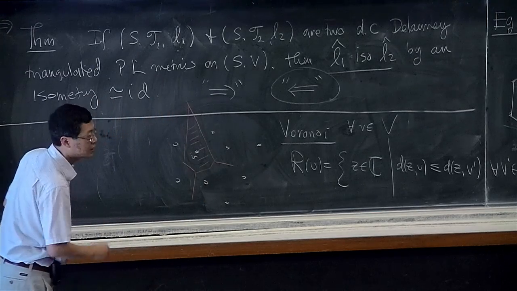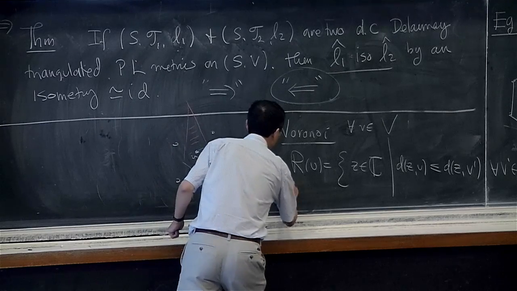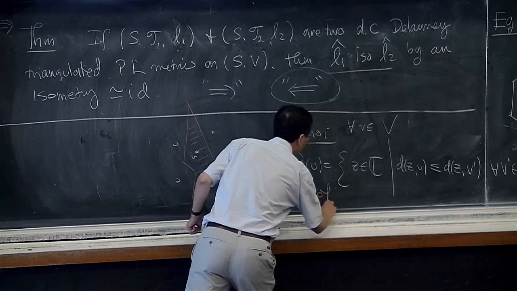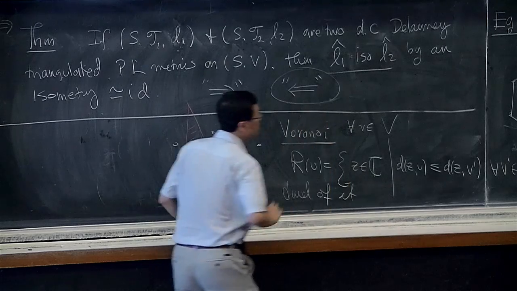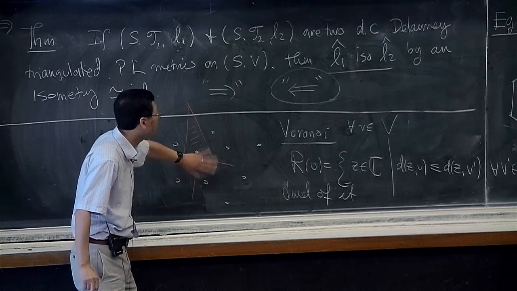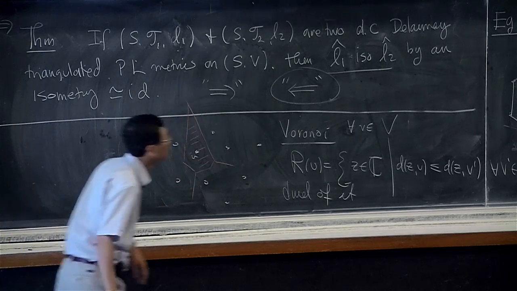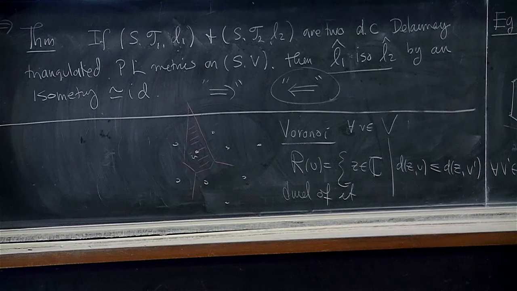And the dual of the Voronoi diagram is a Delaunay triangulation. This construction works in any Riemannian manifold, since it just uses the Riemannian distance to give you the decomposition. But let me just go ahead and tell you what exactly is here.